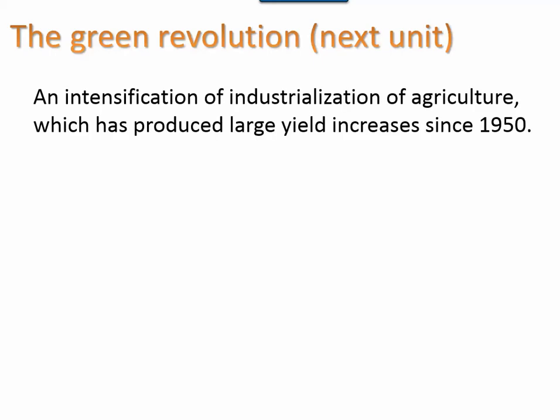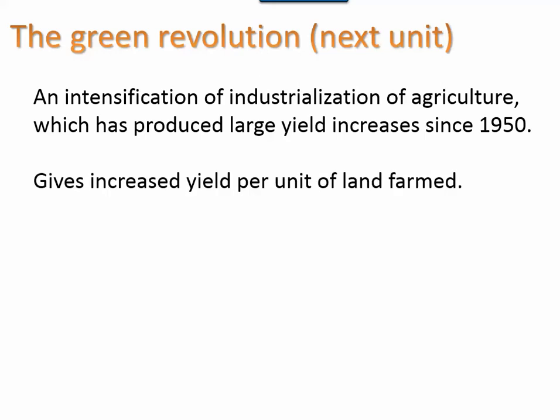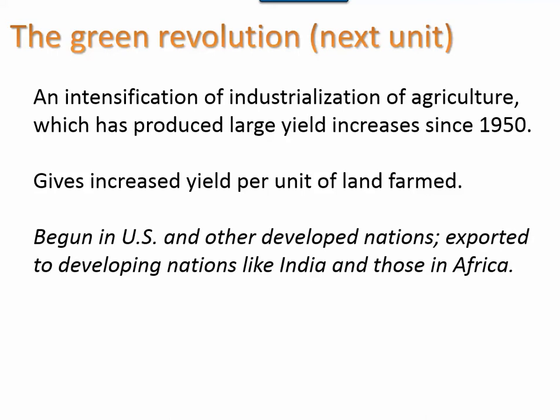And the Green Revolution we'll talk about later in this unit. It's an intensification of industrialization of agriculture, which has produced large yield increases since 1950. And this gives increased yield per unit of land farmed. So because of this revolution and the use of mostly synthetic pesticides and fertilizers, those two things together have allowed us to get a lot more yield per unit of land, per acre. And it began in the US and other developed nations. The techniques and chemicals were exported to developing nations like India and those in Africa.